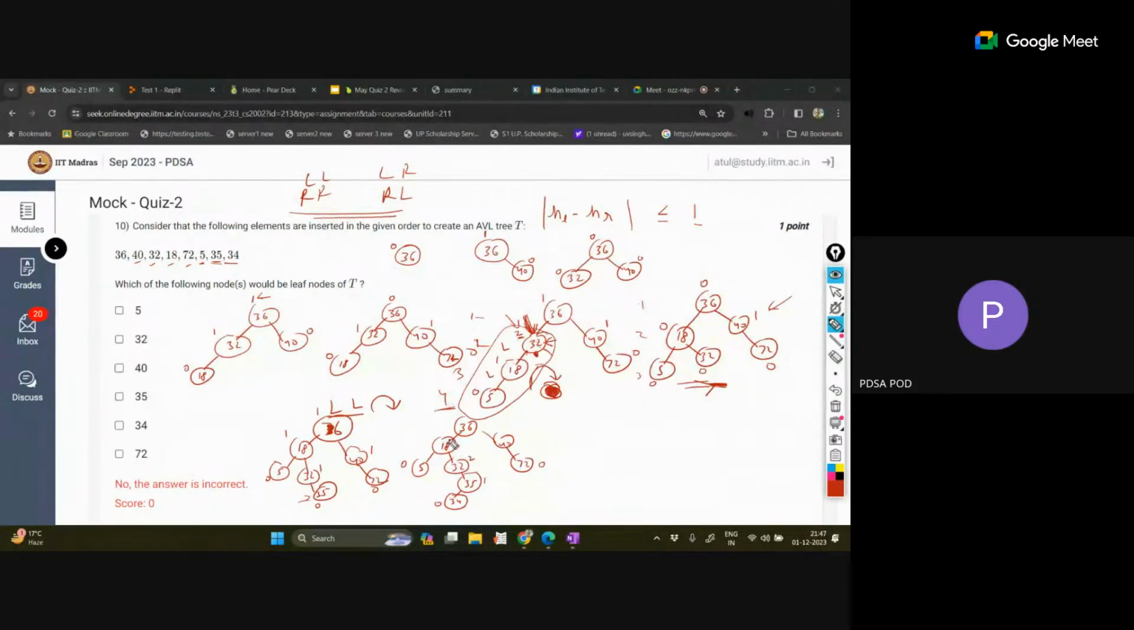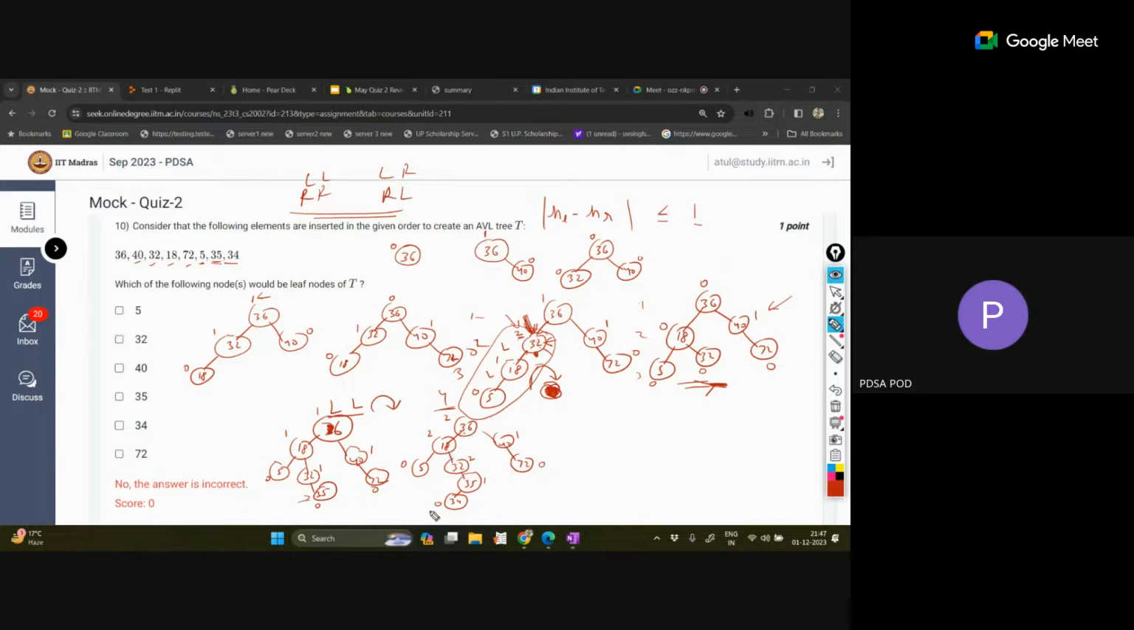Now on 18, left height is 1, right height is 1, 2, 3. So 1 minus 3 is 2, absolute value. Similar for 40, 0 minus 1, 1. On 36, what is the longest path on the left side? This 36, 18, 32, 35, 34 is the longest path: 1, 2, 3, 4. So 4 is the longest height and 2 on the right side. So 4 minus 2 is 2. In this case, you can see that you are getting a balance factor of more than 1 on 3 nodes: 2 on 32, on 18, on 36.